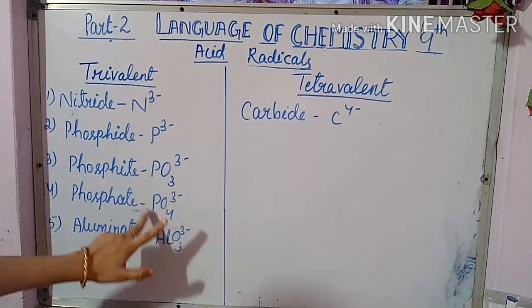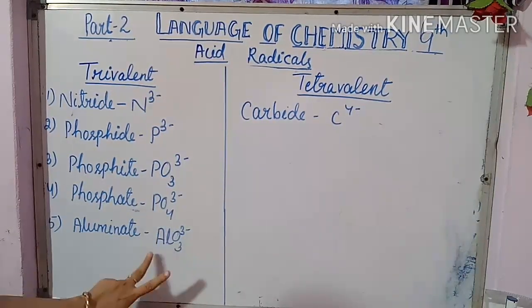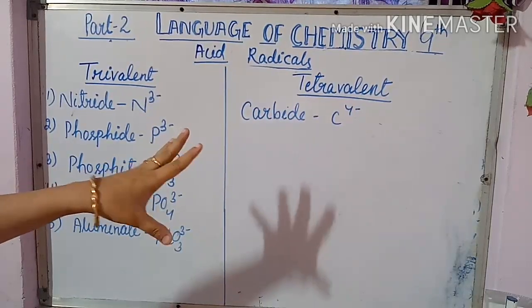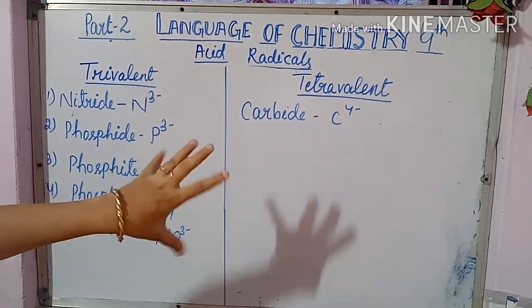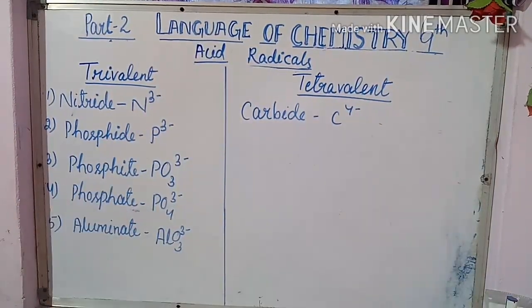Phosphate means the formula is PO4, valency is 3. Aluminate means the formula is AlO3, valency is 3. And carbide, you cannot say that only tetravalent is the carbide. Many are there, but I have written here only carbide because it will come in your use.